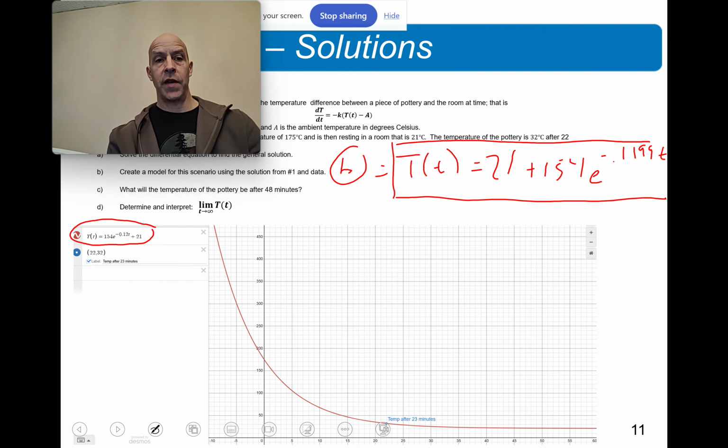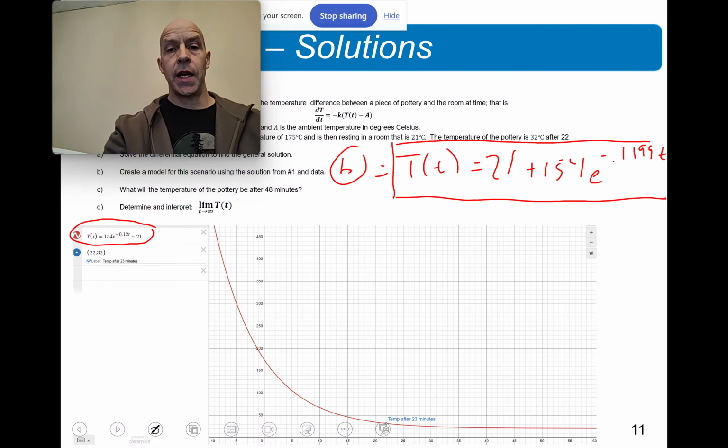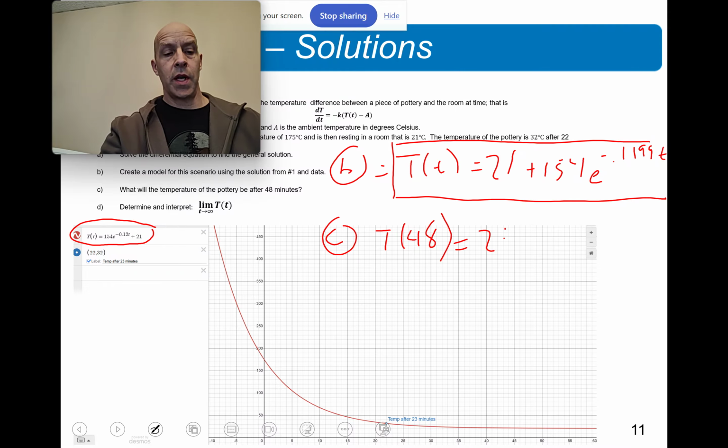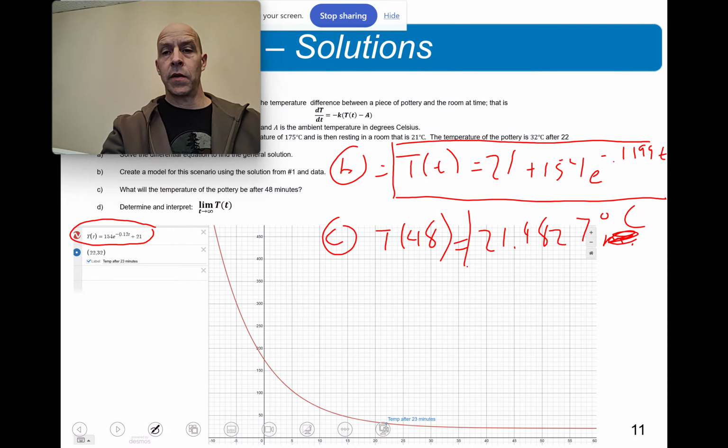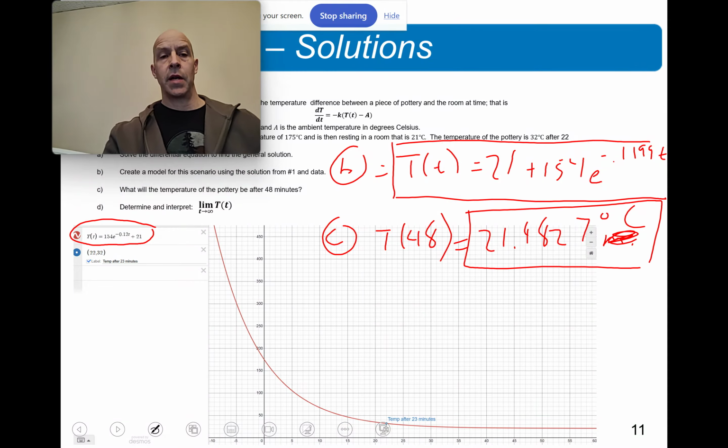And now to do the next part for C, we just want to do the value at 48. And so for part C, I'm just using my calculator, T of 48. I get 21.4827, and that would be minutes. Oops, I'm sorry. This is in degrees Celsius. So that's the temperature in degrees Celsius.